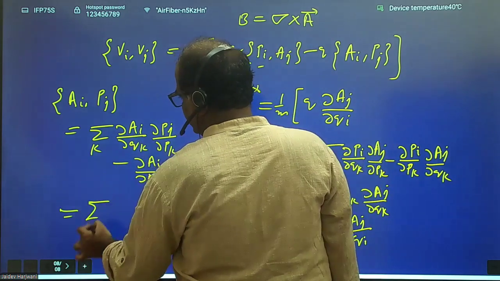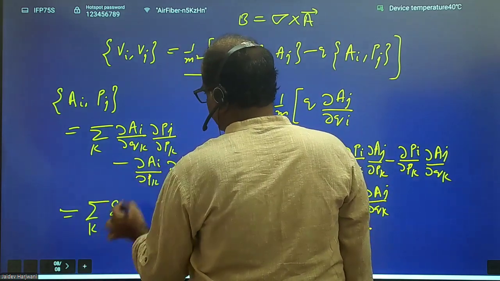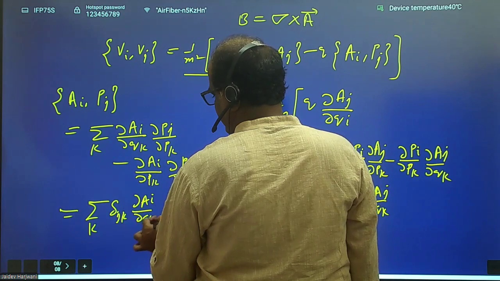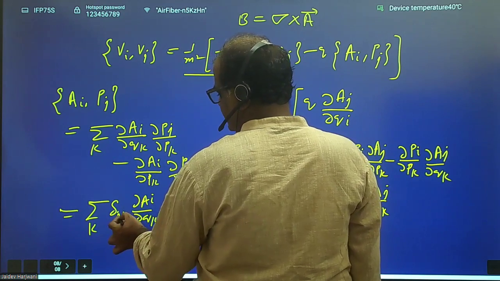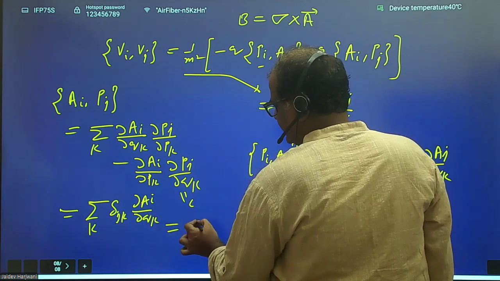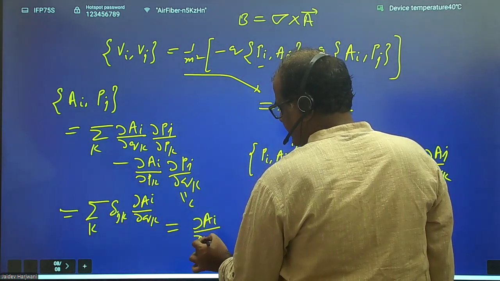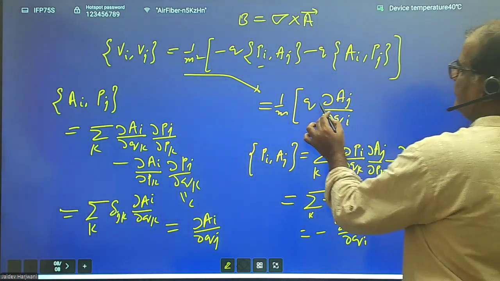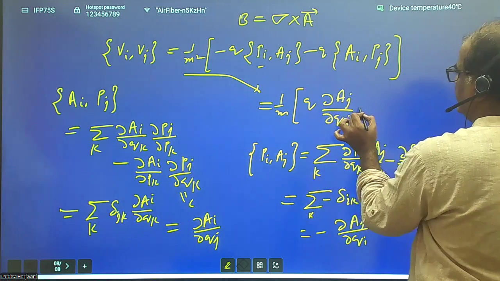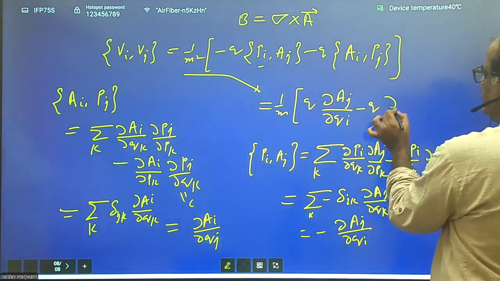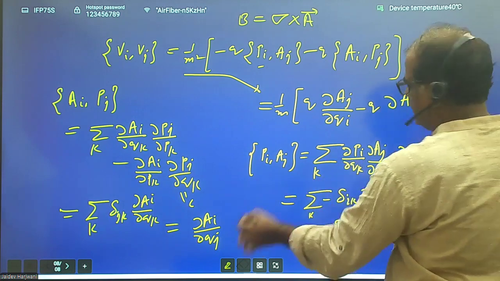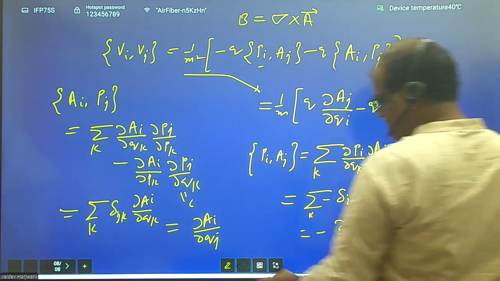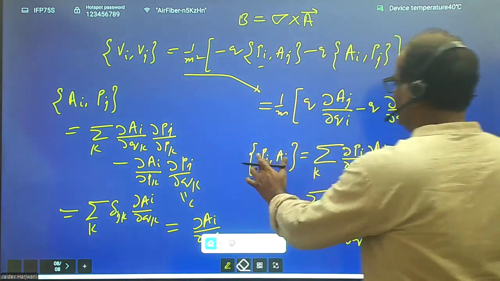So this will become the summation over k of del jk, and then you have del ai upon del qk, and this has only a non-zero solution when j equals k. So I can write this as del ai upon del qj. So now this becomes minus minus plus, and this is minus only. So minus q del ai upon del qj. This is a very symmetric expression. Okay, very symmetric expression.